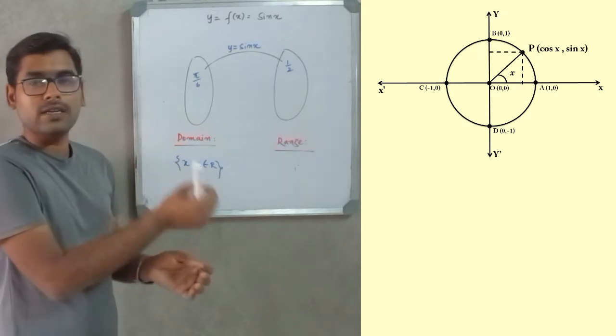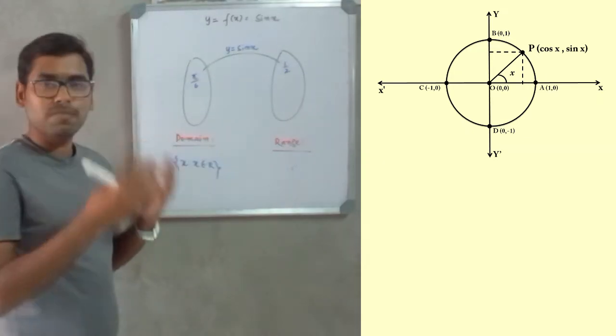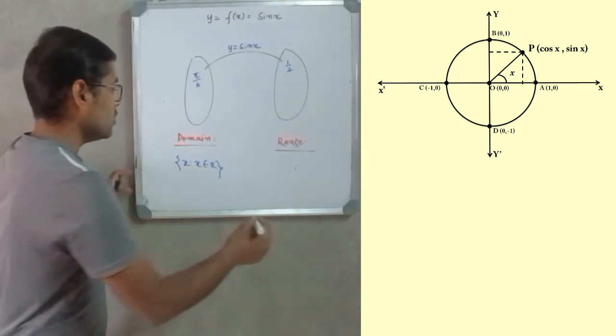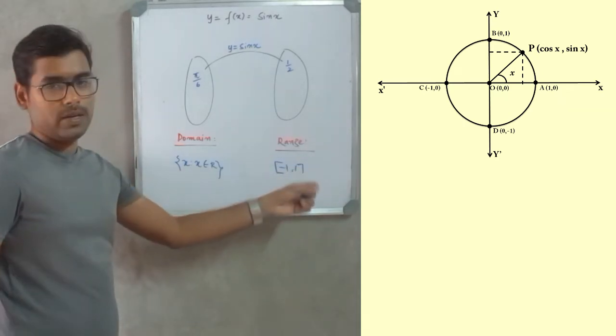The lowest value that sin x can take is -1, and the highest value that sin x takes is +1. So the range of sin x is -1 to 1, closed interval -1 to 1.